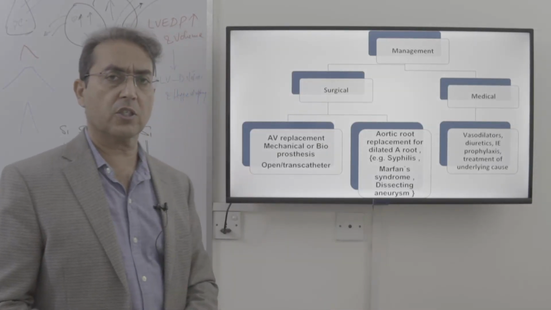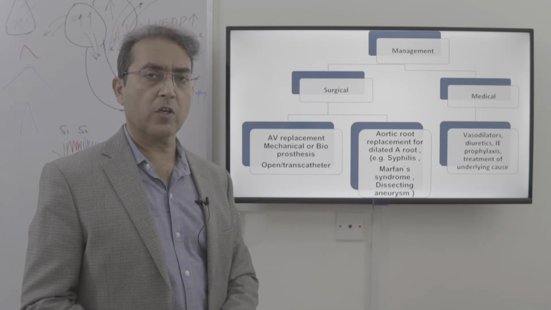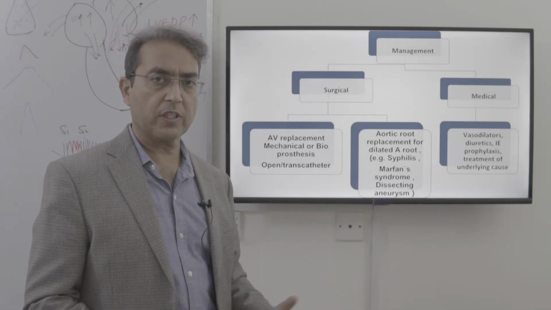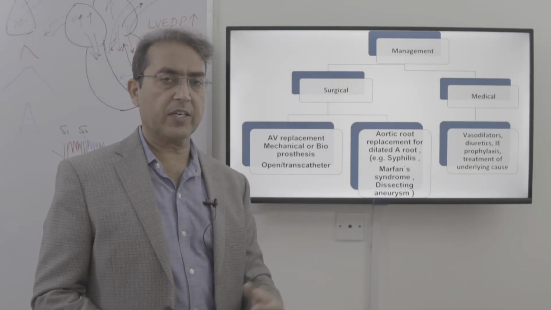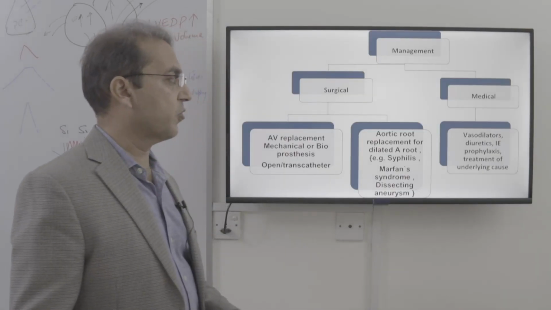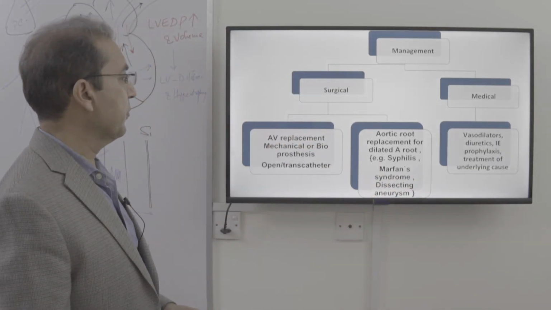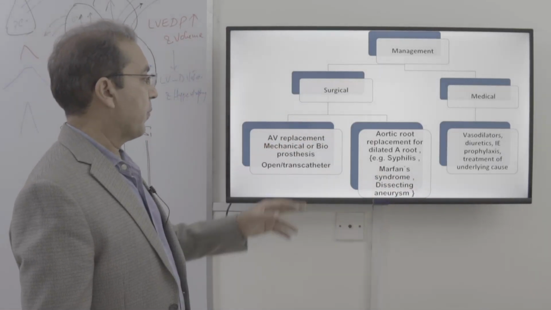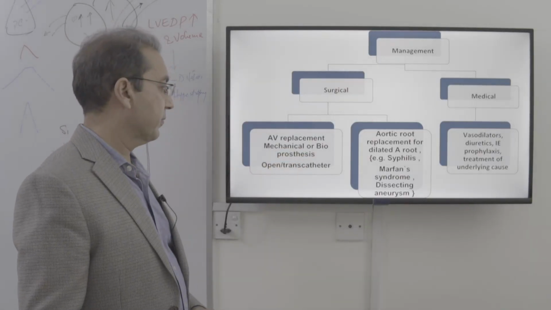For example, if there is tertiary syphilis, we can treat it, or if there is a disease causing aortic root dilatation, we can go for the replacement of that segment of the aorta. So we go for treatment of the underlying cause. Surgical treatment is aortic valve replacement. It may be a mechanical valve or it may be a bioprosthetic valve.